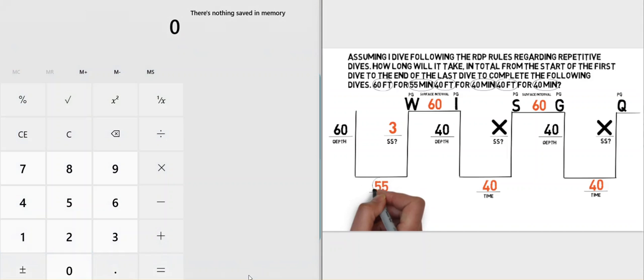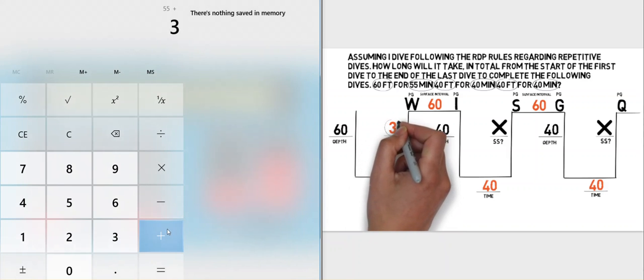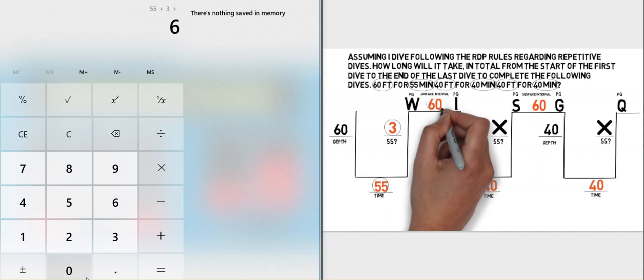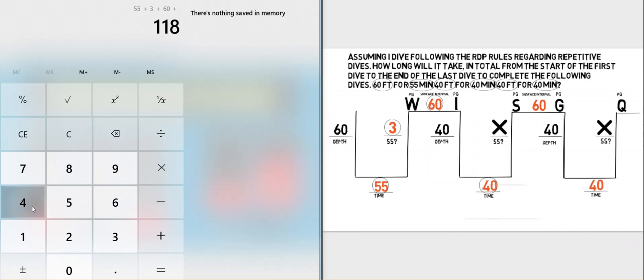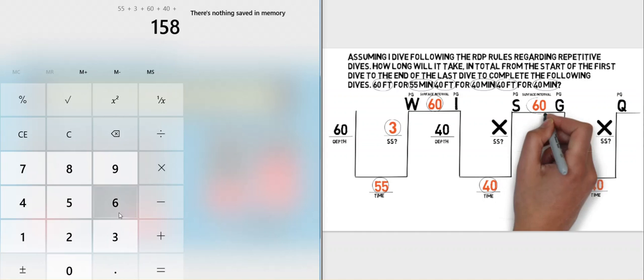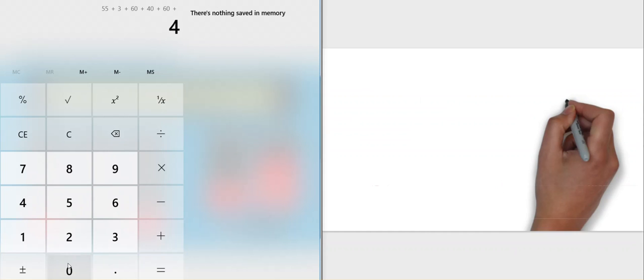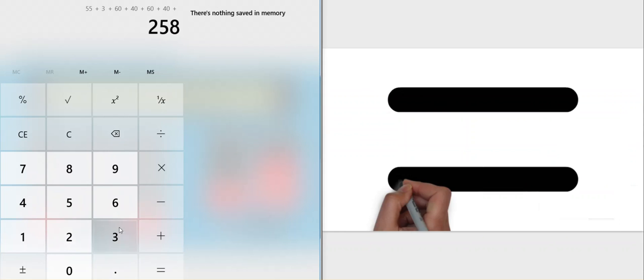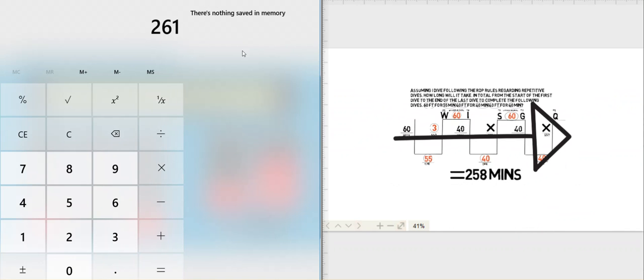So 55 minutes was the time of my first dive, and I did have to do a 3-minute safety stop. 60 minutes was my surface interval following the WXYZ rule, and 40 minutes was my second dive time. Following the WXYZ rule, I did another 60-minute surface interval, plus 40, plus 3 gives me 261. What did I do wrong there? I added in a final safety stop. I shouldn't have had that. It's minus 3. 258 is the correct answer for this one.